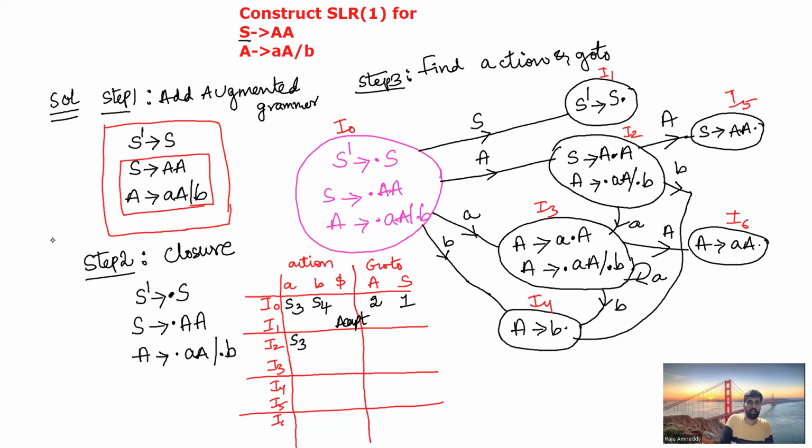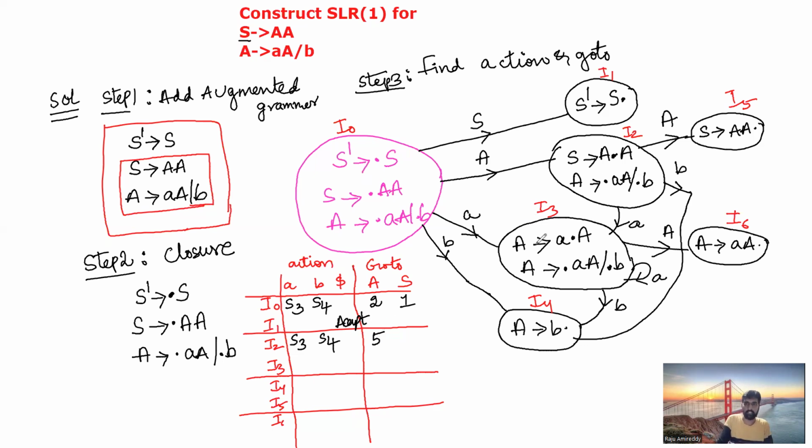Okay. So I2 on small b goes to I4, so I can write here S4. Then I2 on capital A goes to I5, just write 5.